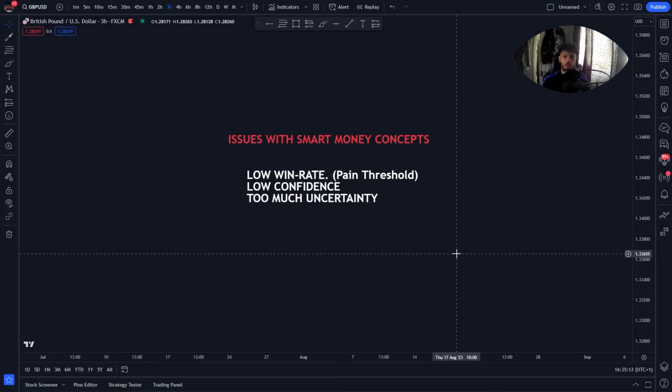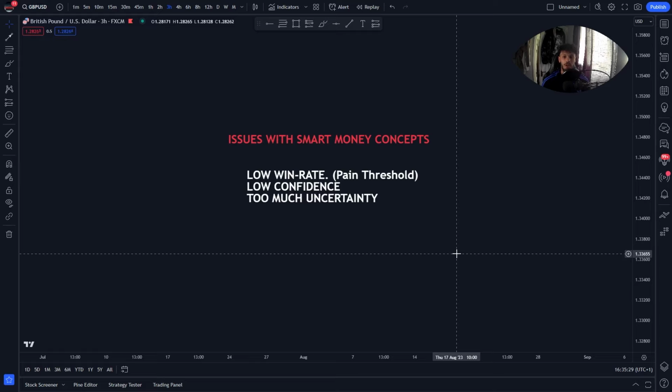Now, when you have a low pain threshold and you're losing a lot more, it leads into the next problem, which is low confidence. And when you have low confidence in your trades, this is when you start making a lot more mental mistakes.